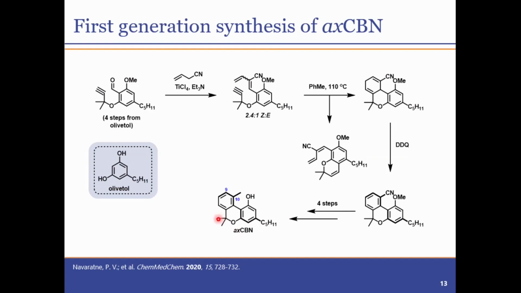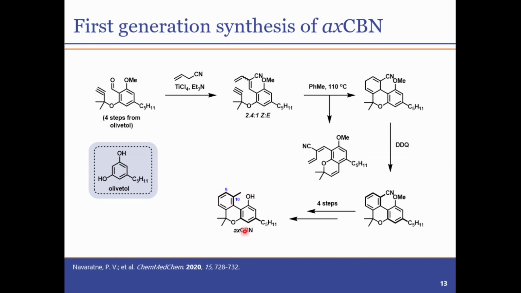So, for example, in the axially chiral cannabinol structure, there is now no methyl group at the C9 position. In the natural product, there is a methyl group just like this one right here. And so to really fully understand the importance of a methyl group at the C9 position, we need to be able to reinstall it in the axCBN framework.